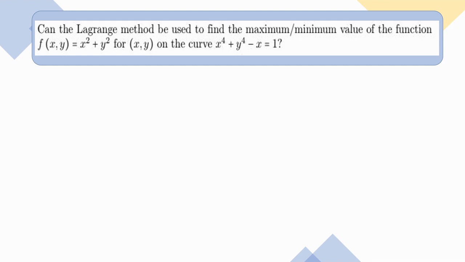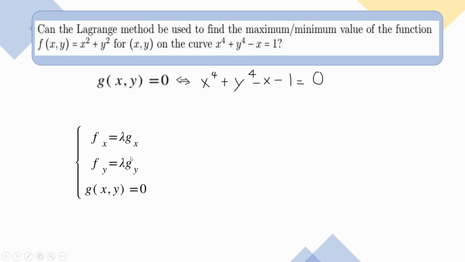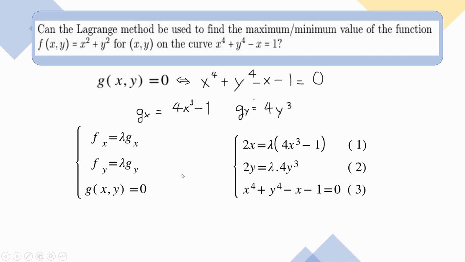So in this part, I will apply the Lagrange method to solve an example about evaluating the maximum and minimum value of this function on a given curve. First, we subtract 1 from both sides to get the equation g(x,y) equals 0. And then evaluate the partial derivatives of f with respect to x, y, and lambda, which is also g(x,y). Then we have these three equations.